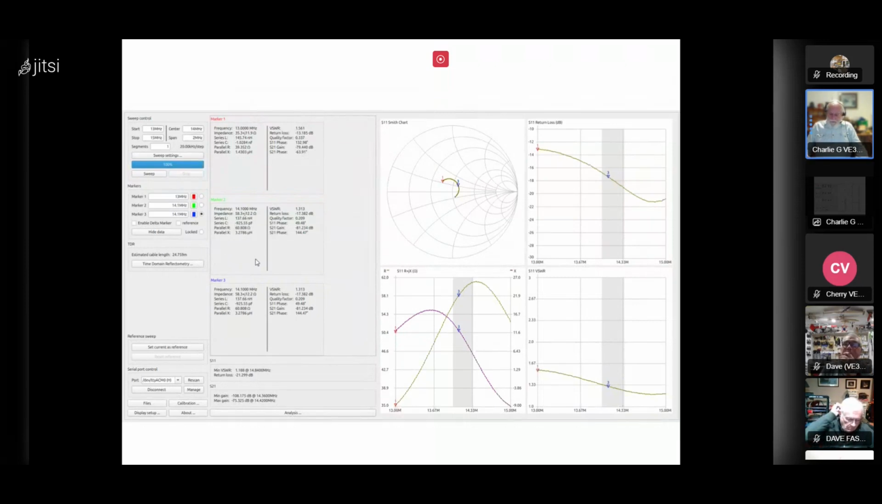That's what I have for charts. How are we doing? Any other questions?